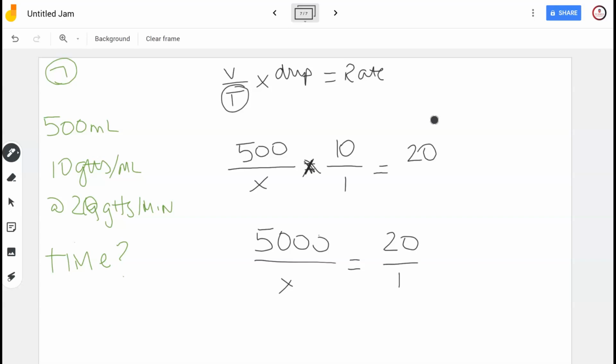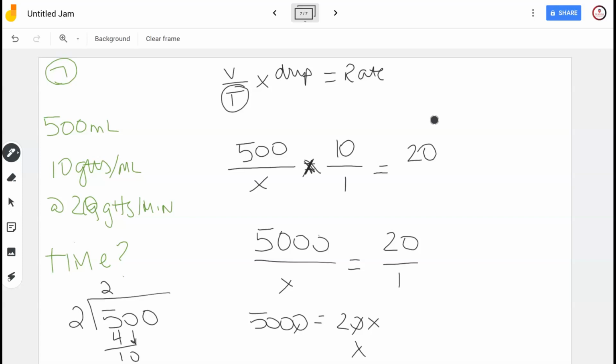We'll cross multiply, so 5,000 equals 20x. To get x by itself, first you can simplify, and then how many times does 2 go into 500? Goes into 5 twice. Goes into 10 5 times. Goes into 0 0 times. So it's going to take 250 minutes to run that entire bag out.